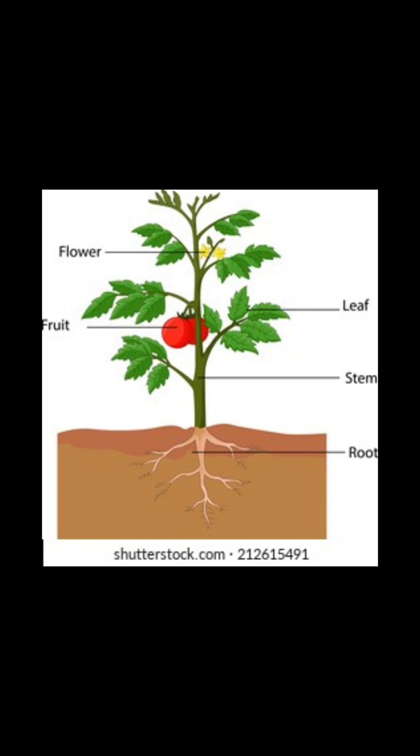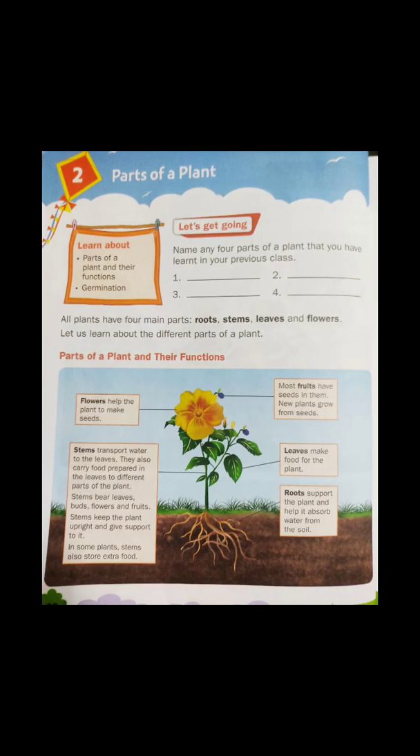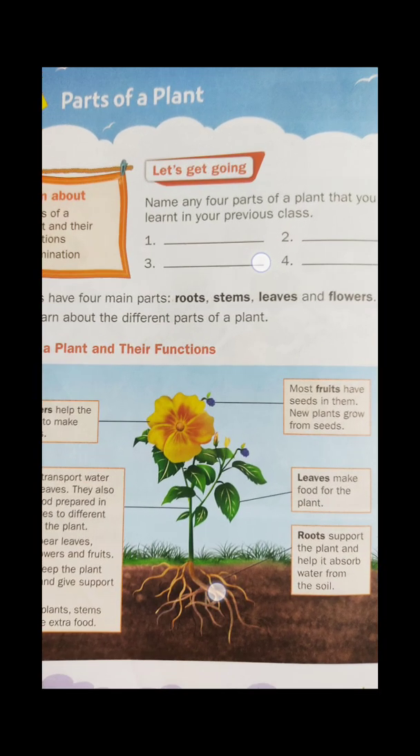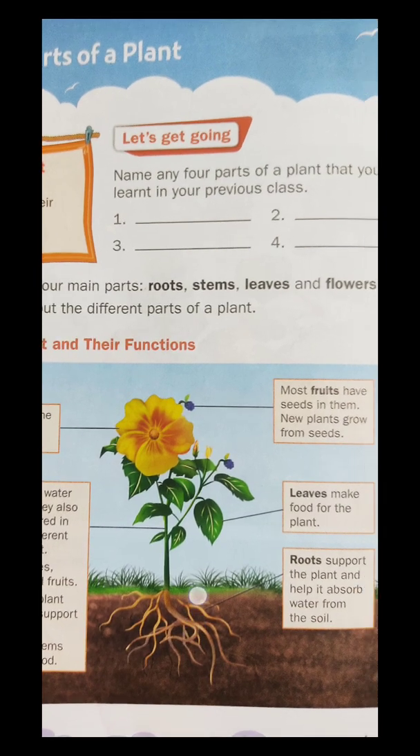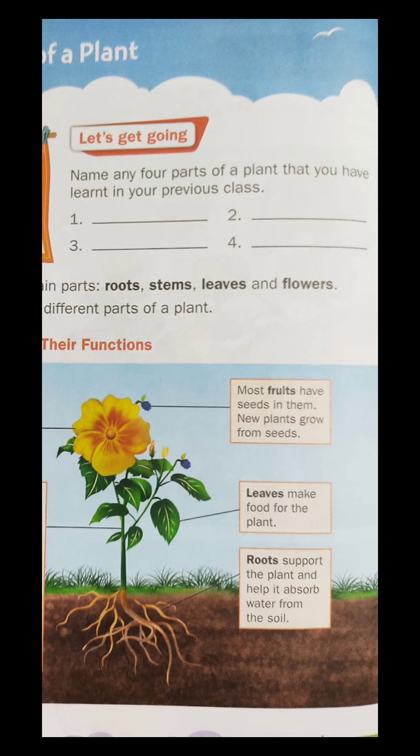Now, one by one we will discuss about their different functions. So let's have a look on the page of your science book. This is page number 26 and the chapter name is Parts of a Plant. Let's talk about their functions. As I started with roots, roots support the plant and help it absorb water from the soil.